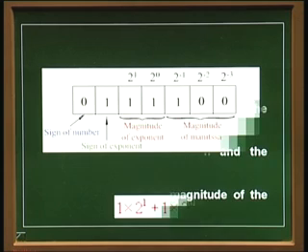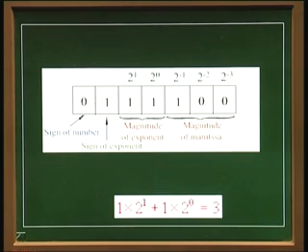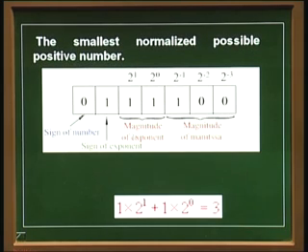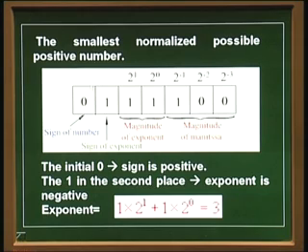We have 7 bits, as we said. 1 bit for the sign, 3 bits for the exponent, of which 1 is for the sign of the exponent and 2 for the magnitude of the exponent, and 3 for the magnitude of the mantissa. So what's the smallest number which we can represent using this? Smallest positive number, let's say. So we fix the sign bit to 0.